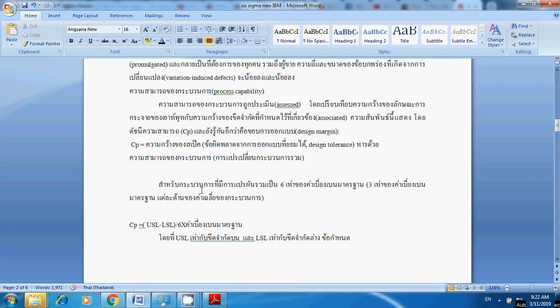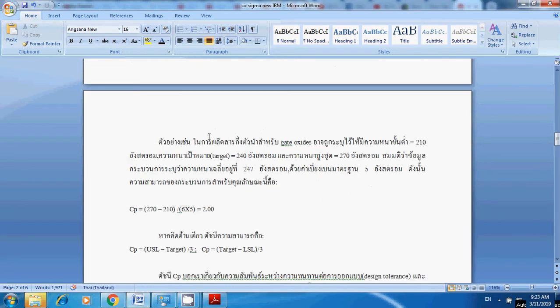For a process that has total variation equal to 6 sigma, or 3 sigma on each side of the process mean, Cp also equals USL minus LSL divided by 6 sigma, where USL is the upper spec limit and LSL is the lower spec limit.